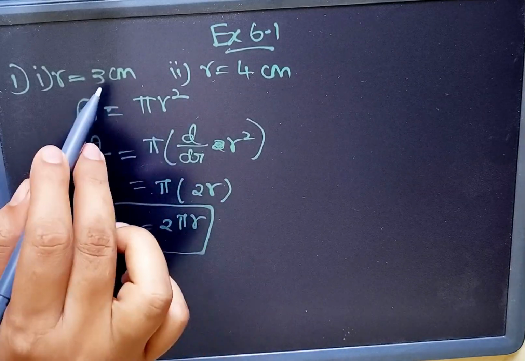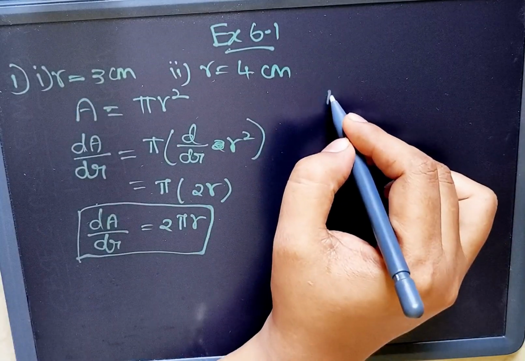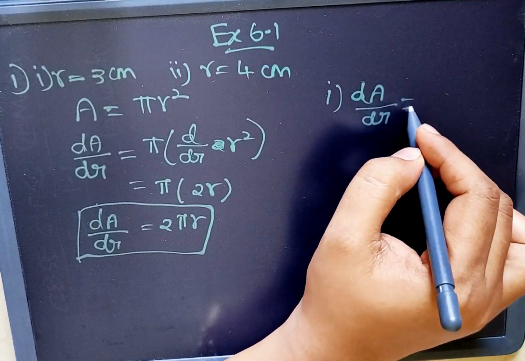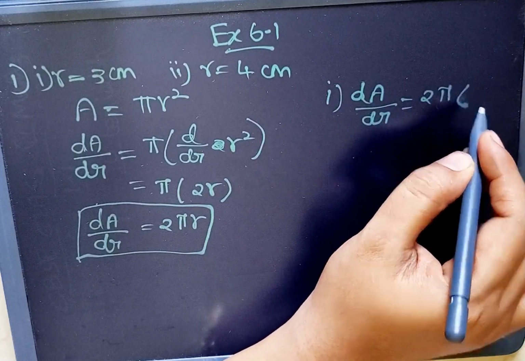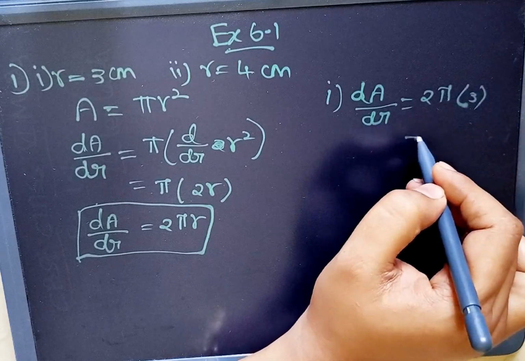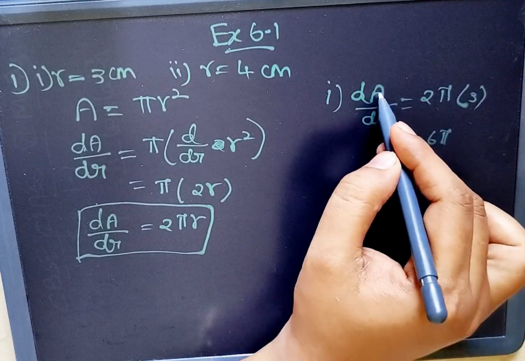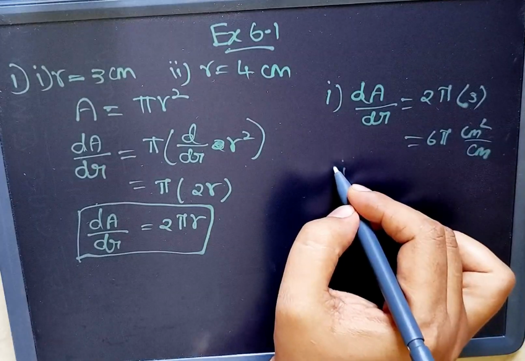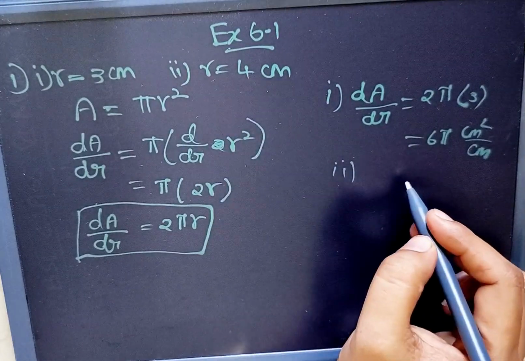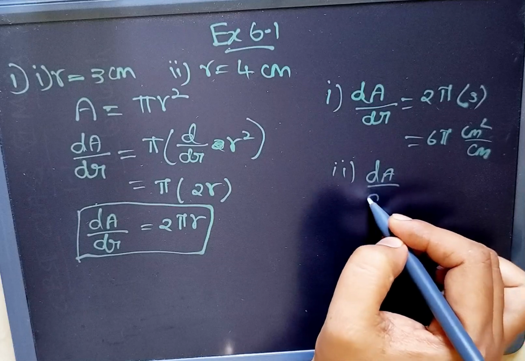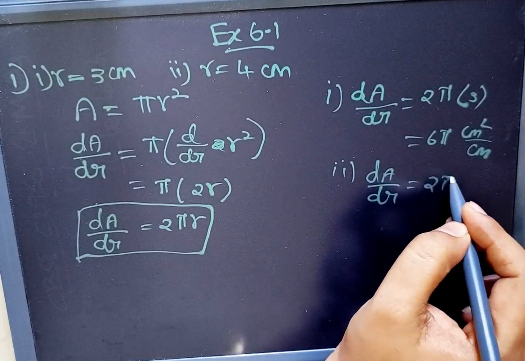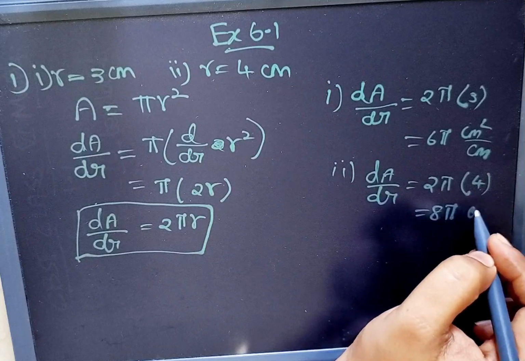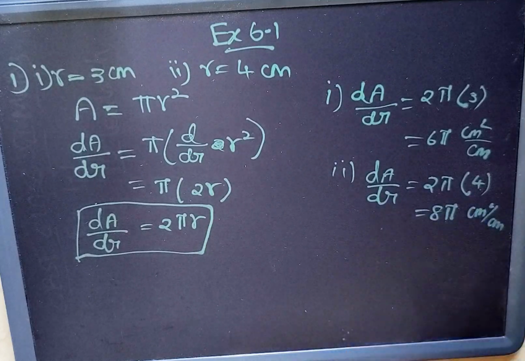Now, in place of r, substitute the first subdivision, that is 3 centimeter. So we get dA by dr as 2 pi into, in place of r it is 3, so we get 6 pi. And units will be centimeter square by centimeter. Second subdivision they have given r as 4 centimeter. We get dA by dr as 2 pi into 4, so 8 pi centimeter square per centimeter.